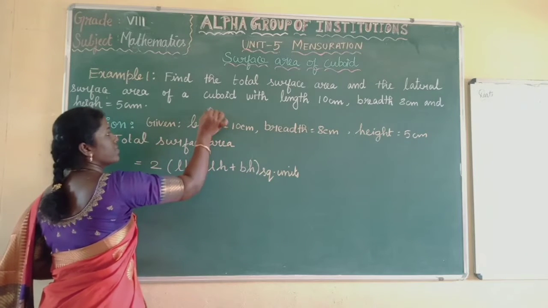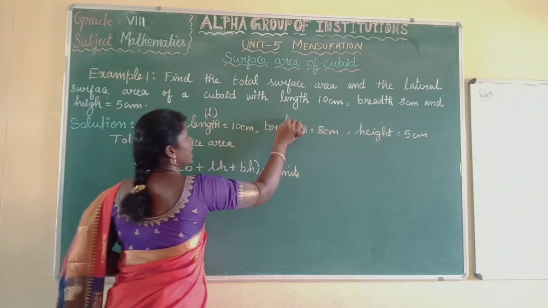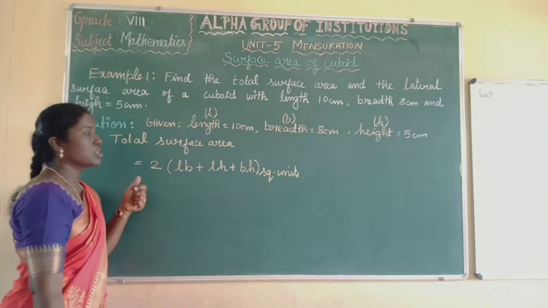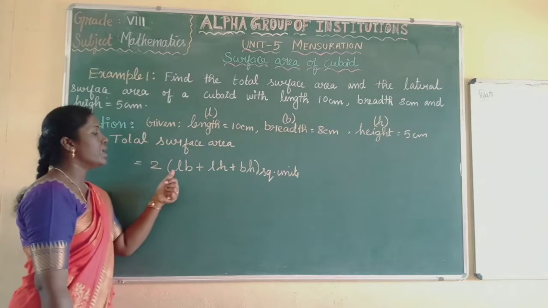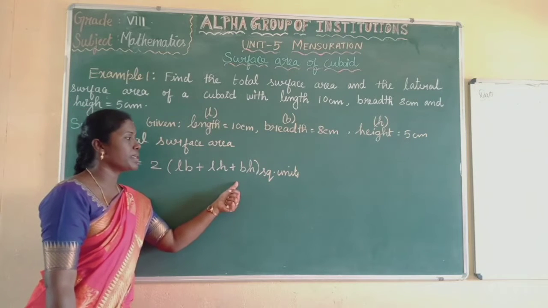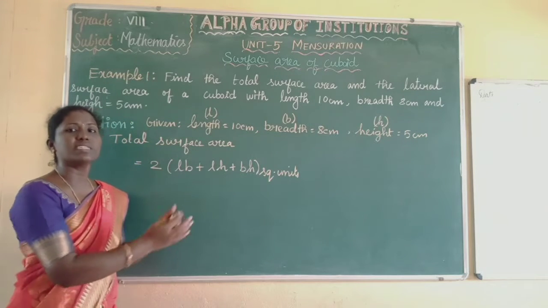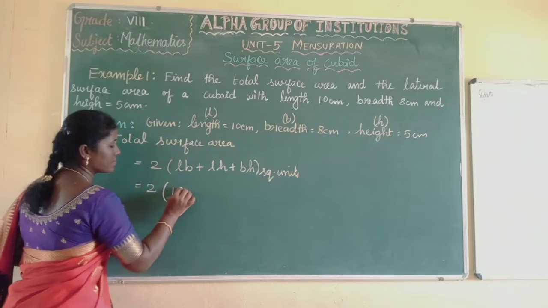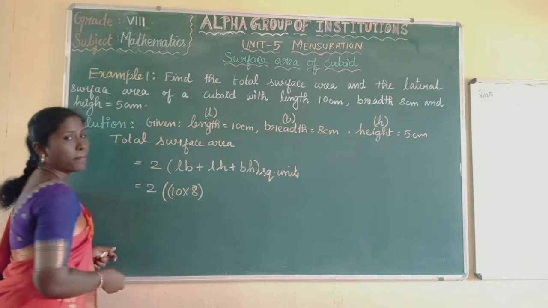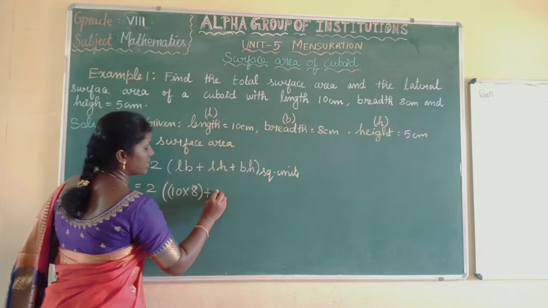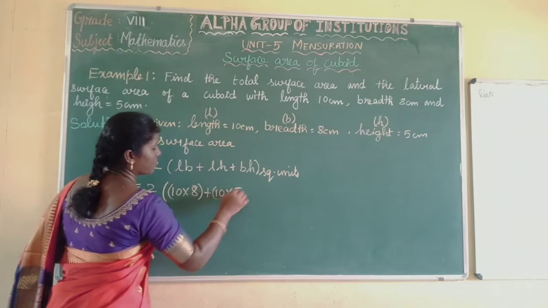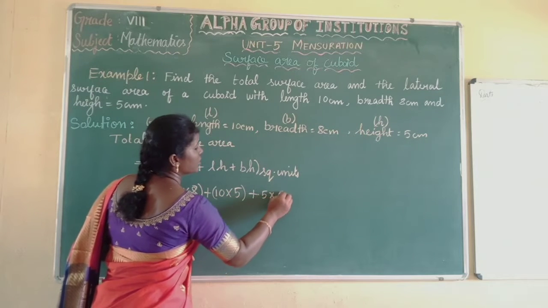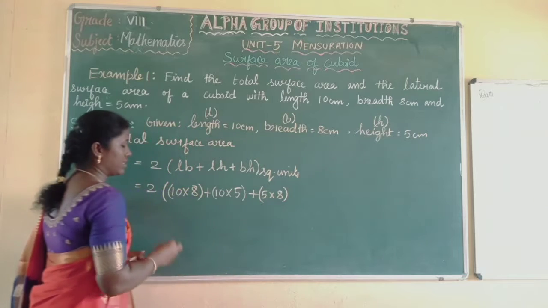Here we are taking the notation length as L, breadth as B and height as H, so we are using the short form in the formula. The total surface area is 2 into length into breadth plus length into height plus breadth into height square units. Just substitute the values here. Length into breadth: 10 into 8, plus length into height: 10 into 5, plus breadth into height: 8 into 5.